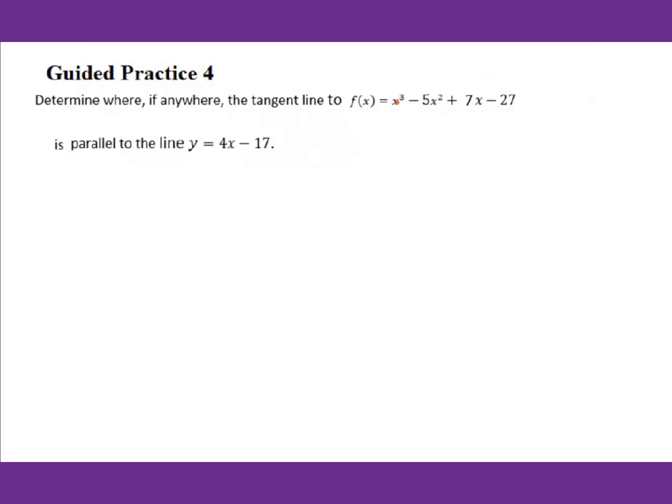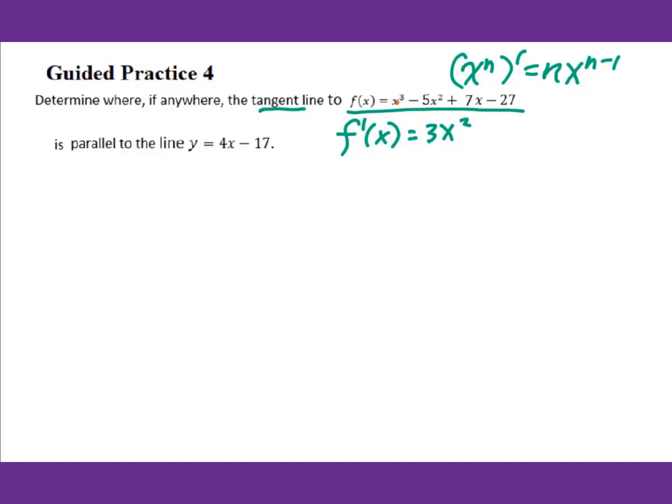Determine where, if anywhere, the tangent line to this function is parallel to the line y equals 4x minus 17. The slope of a tangent line means a derivative, so we will figure out the derivative of f(x). Using the power rule, you will get 3x squared minus 10x plus 7. It will equal the slope of this linear function, which is 4. Since this is a quadratic equation, the key is to set it equal to 0. So move it over, and you will get 3x squared minus 10x plus 3 equal to 0.